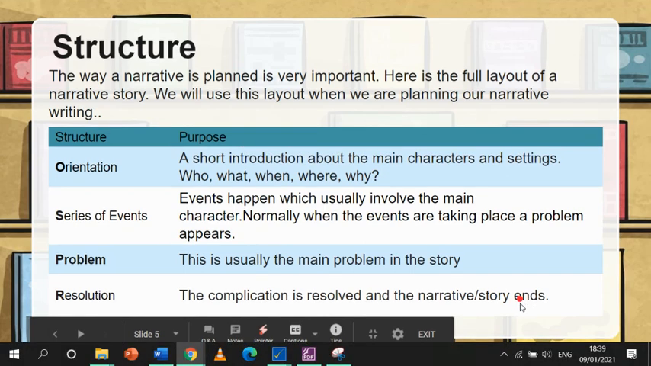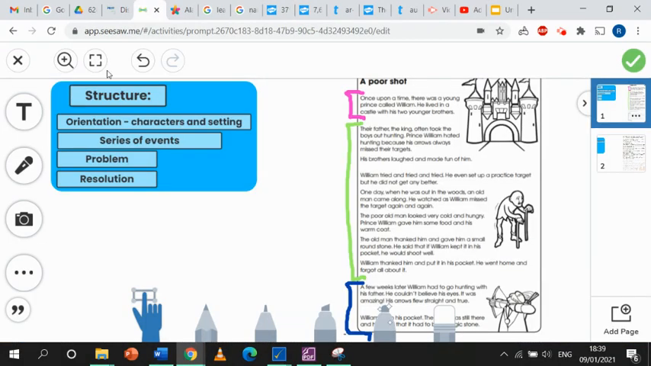Now, what we're going to do is read a story together and see, can we put the structure of it in the right places? So again, we've orientation, we've series of events, we've problems, and we've the resolution. So the story is A Poor Shot.